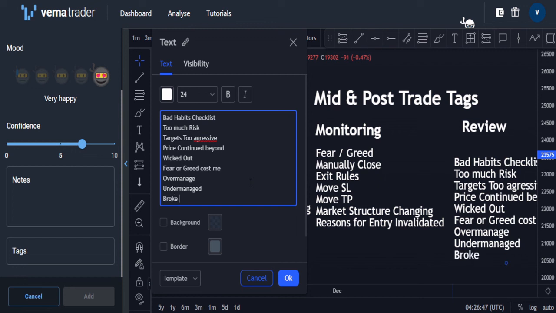Big one, broke rules. If you broke the rules of your trade plan in any way, shape, or form, whether that be at entry or during the trade, I don't think you can break your rules post-trade, but maybe there's a way. Let me know if you think of a way to do it post-trade. If you break those rules, make sure that you tag that, because then you can come back and go, okay, I've broken my rules on 30 trades, and every one of those has cost me money. I really need to stop breaking the rules of my trade plan.